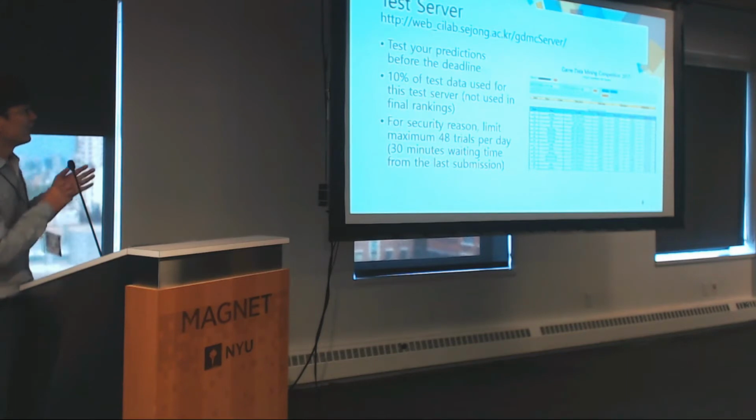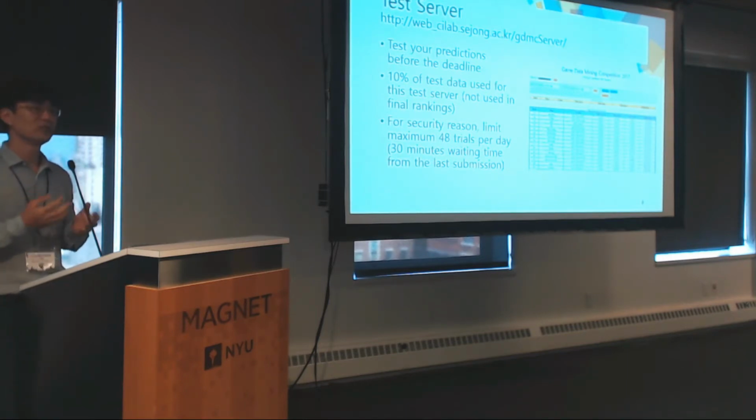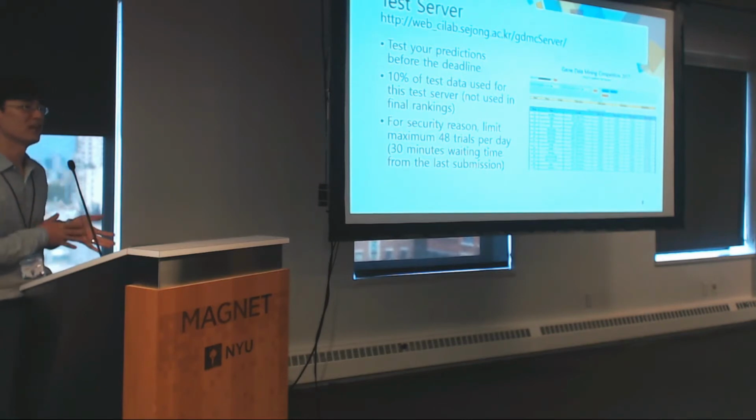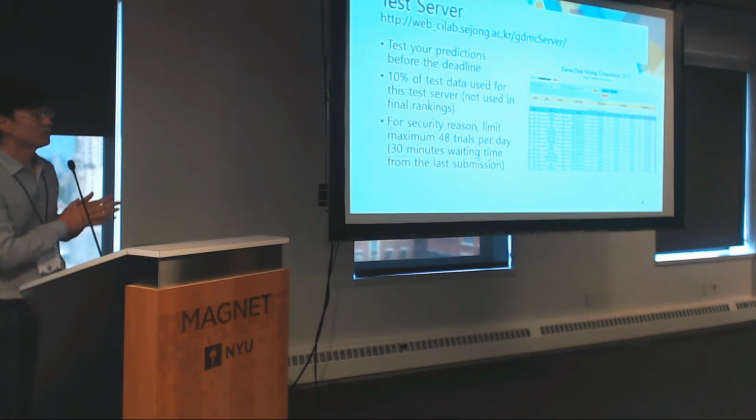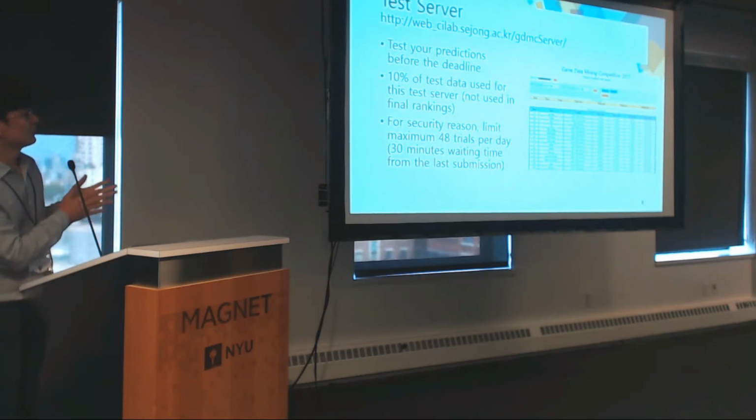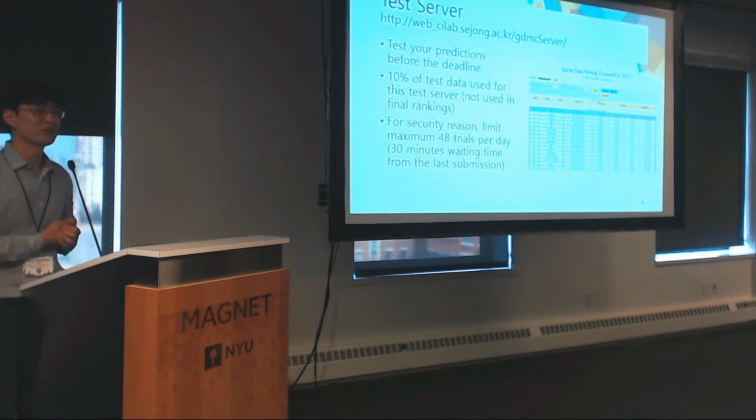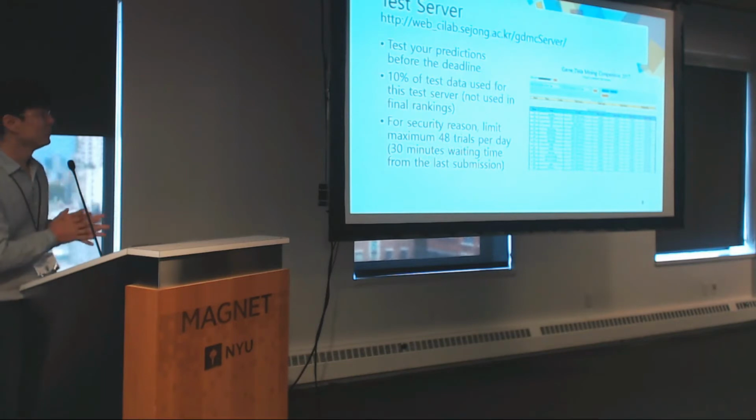We also developed a new test server. In the test server, you can submit your predictions before the deadline, just for validation. We provide the accuracy on 10% of the test data, and you can see the rank and some information of the entry. For security reasons, we limit the maximum number of trials per day to 48, so there is a 30-minute delay waiting time from the last submission.